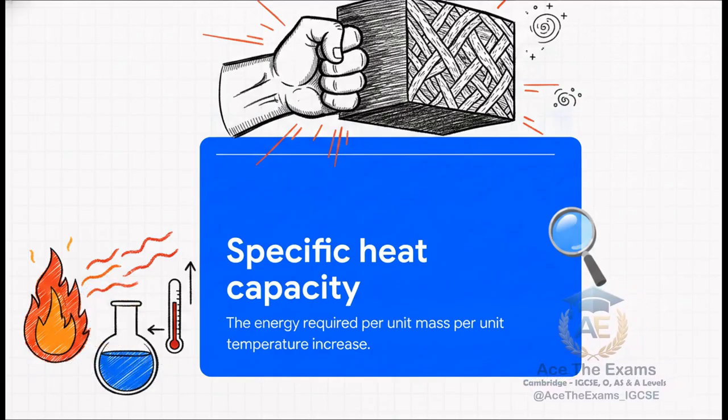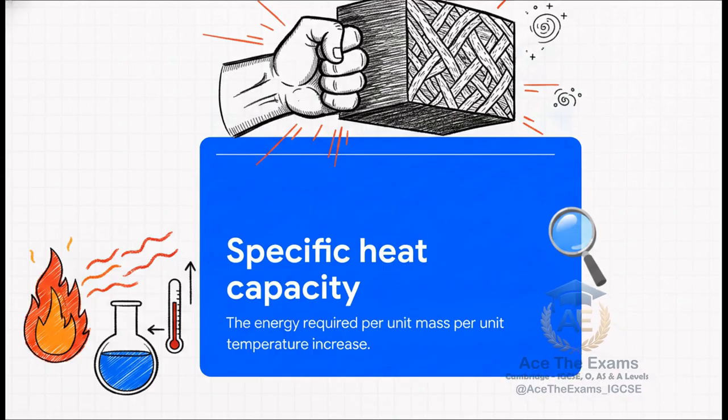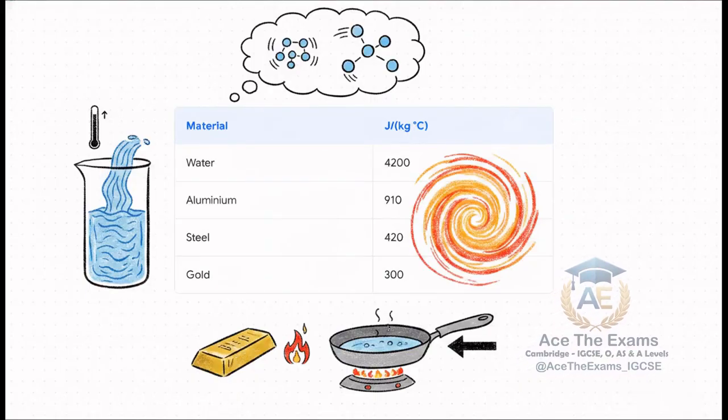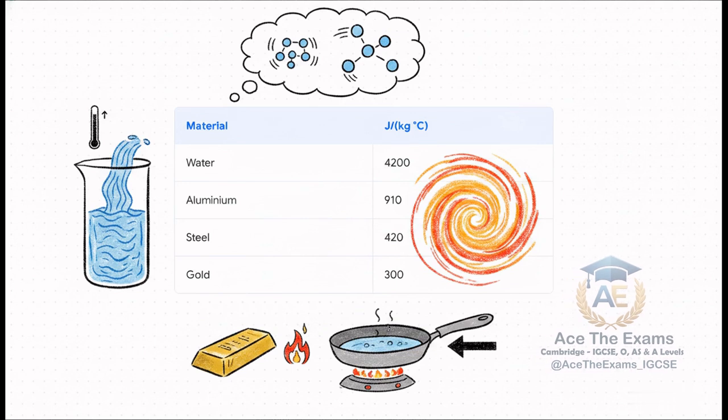It's essentially a measure of how stubborn a material is when you try to change its temperature. A high specific heat capacity means you have to pump in a massive amount of energy just to see that thermometer budge even slightly. Look at these extracted values. They tell a fascinating story that examiners love to test.